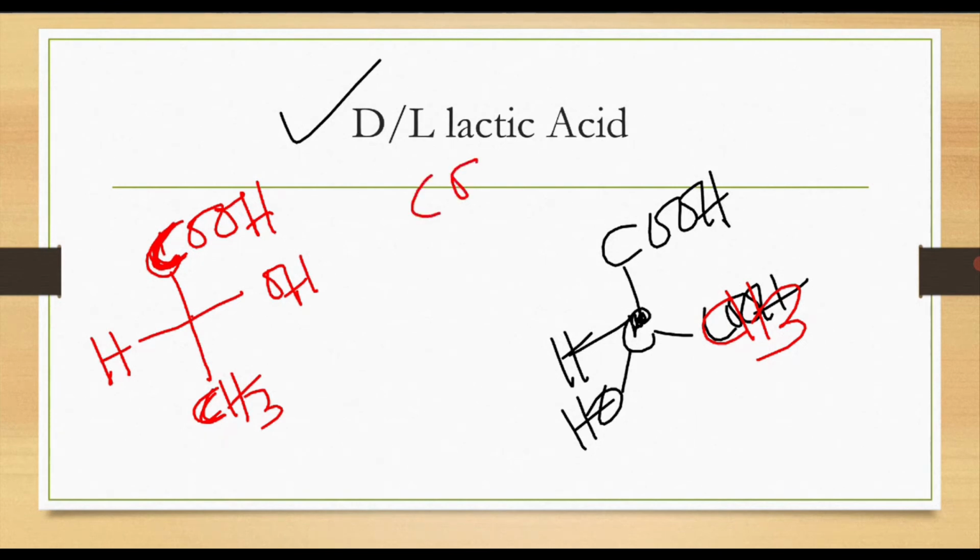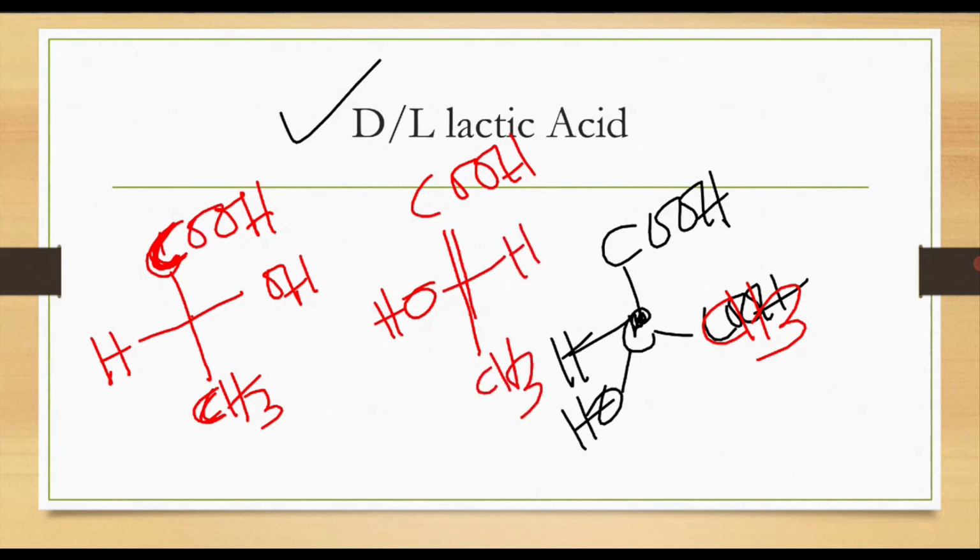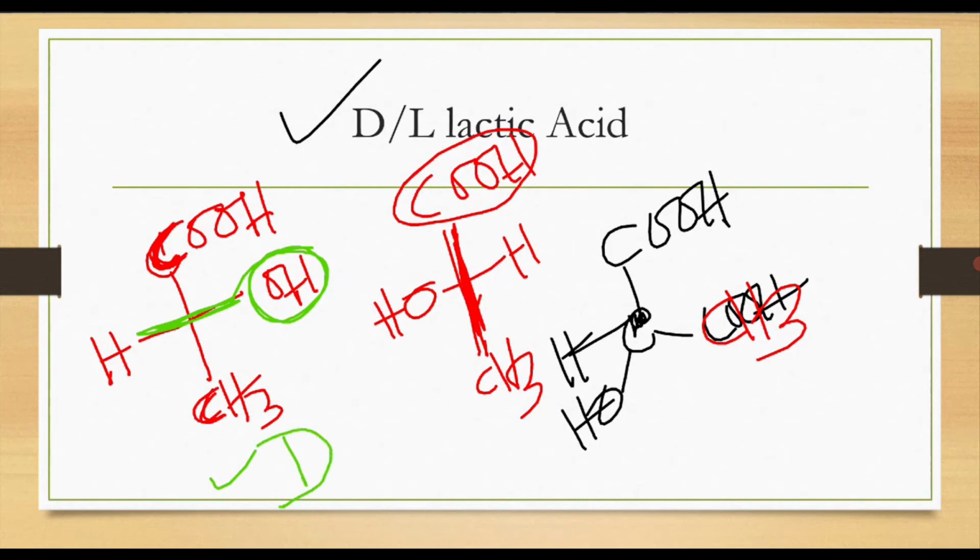In another way, we can write COOH, OH, H, CH3. Here also the longest carbon chain is vertical, and the highest oxidizing group is above. So for the first one, between the two horizontal groups, OH is the higher priority group, and it is on the right side, so it will be called capital D. And this one, it is on the left side, it will be called capital L. So thus we can assign capital D, capital L nomenclature here.